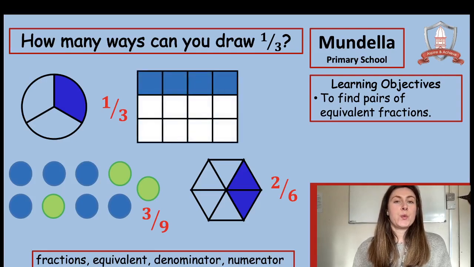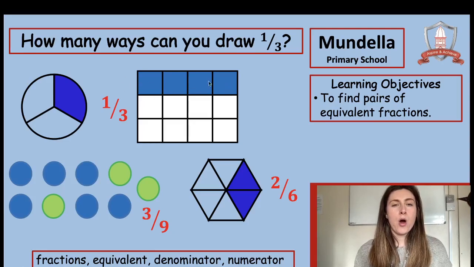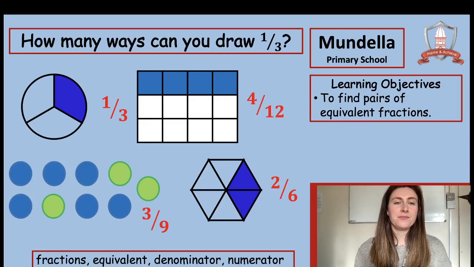And here I've got 12 squares and shaded in 1 row of them, and you can see that that is the same as 1/3, isn't it? Or it could be 4/12. I wonder how many ways you found.